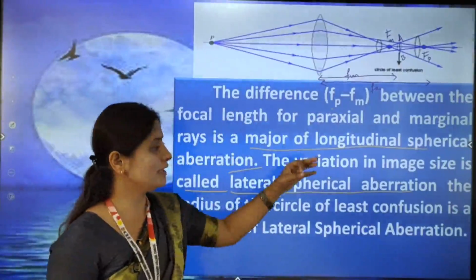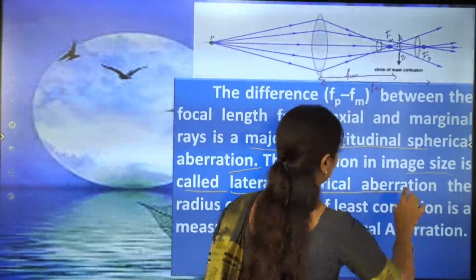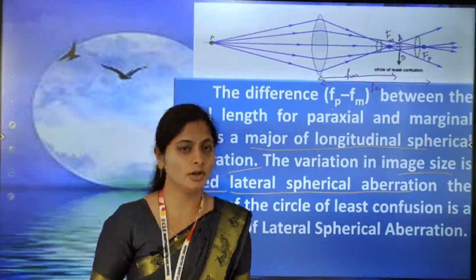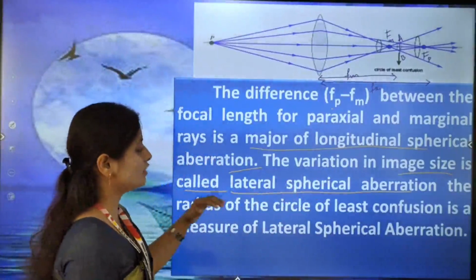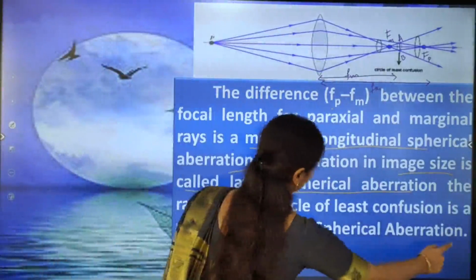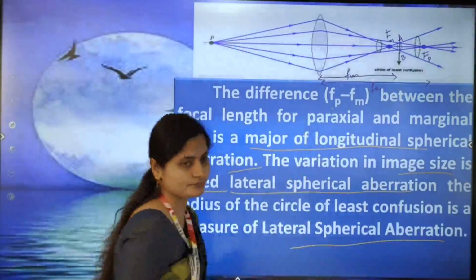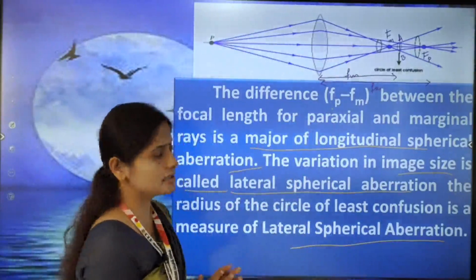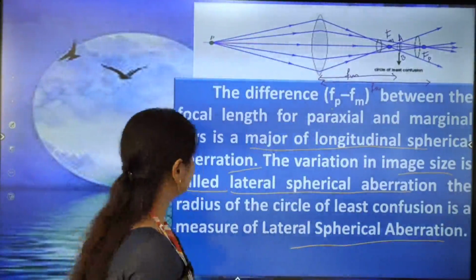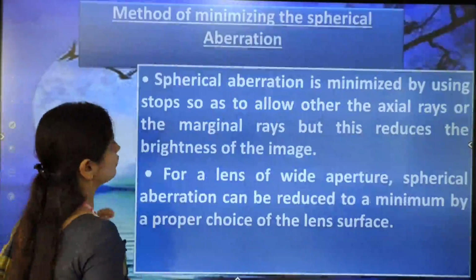But the variation in image size we call lateral spherical aberration. Okay, so next the radius of the circle of least confusion is measured as the lateral spherical aberration. Got it? So this is spherical aberration. Okay, we'll move to the next step.